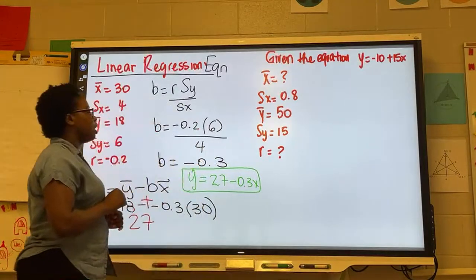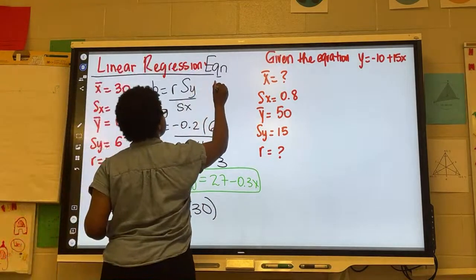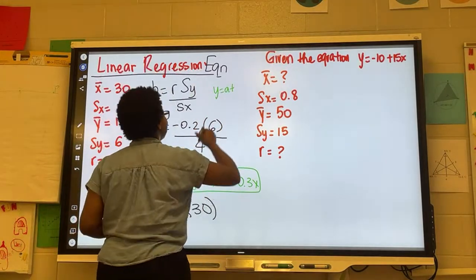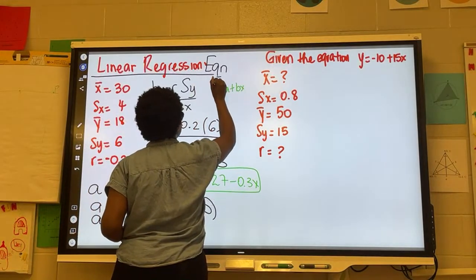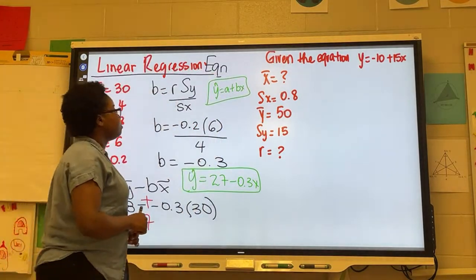And that's the equation of the regression line in the form y equals a plus bx. Y is equal to A plus BX. I just told you guys exponential, but my bad, I think my brain is going too fast.